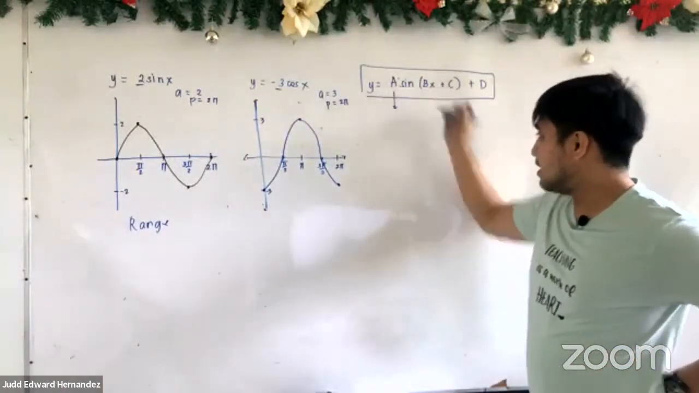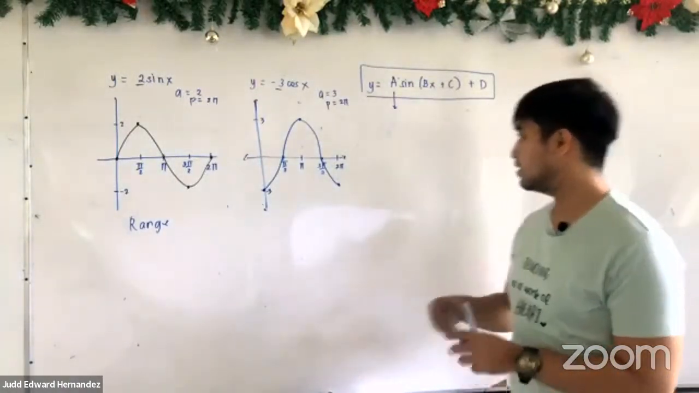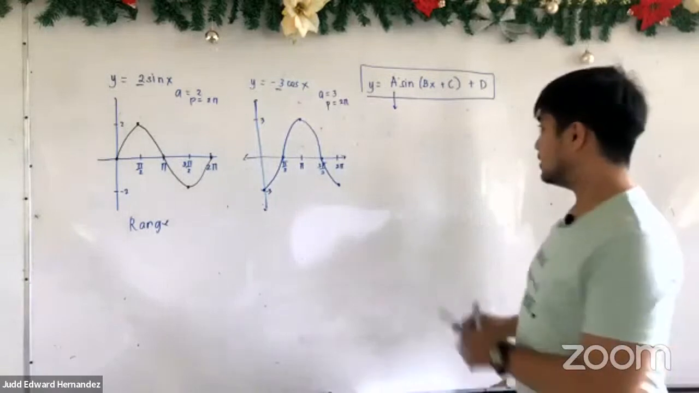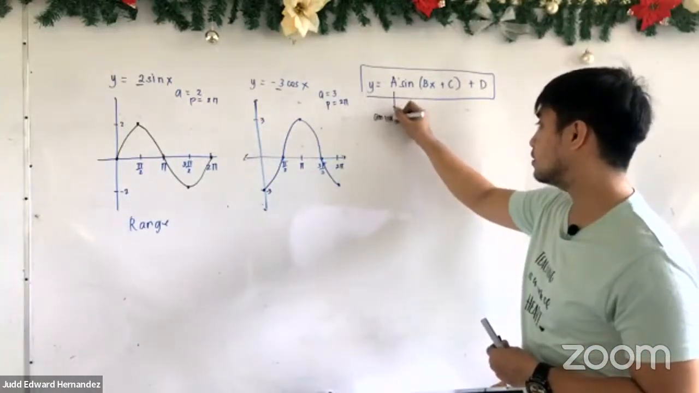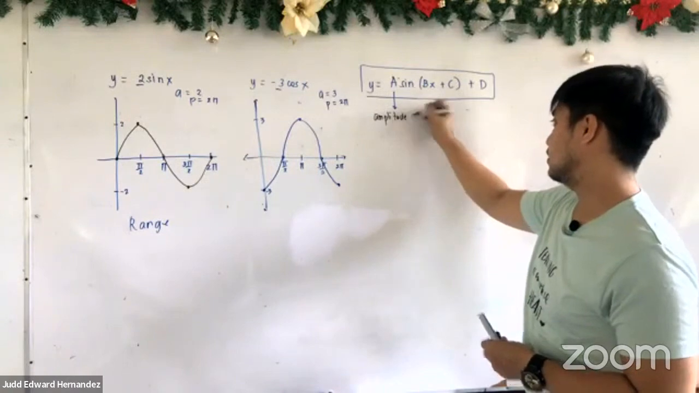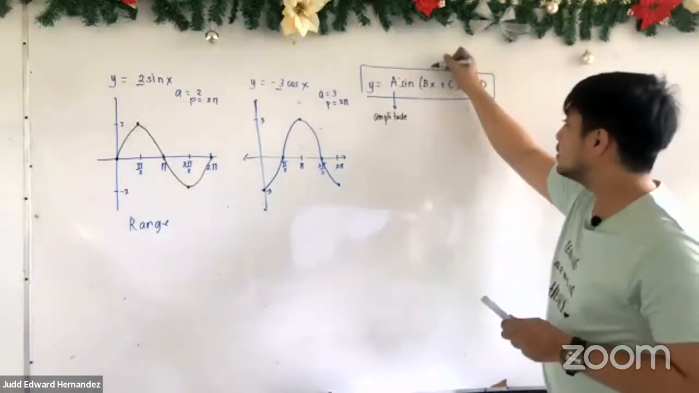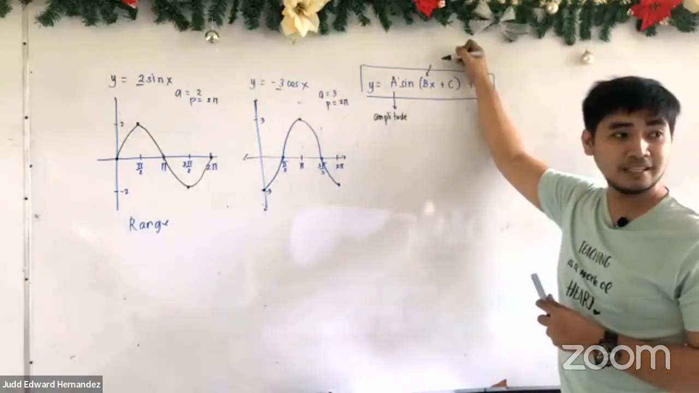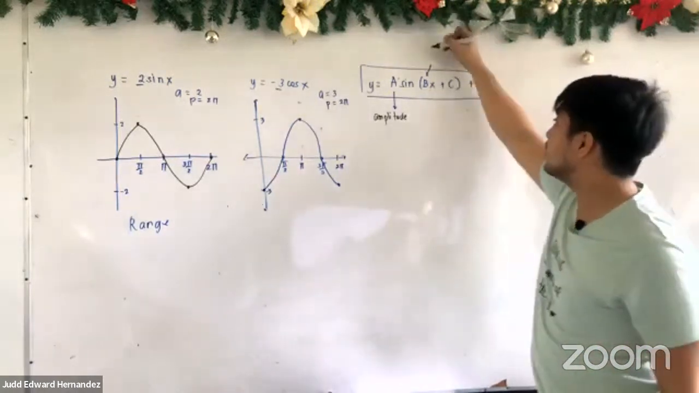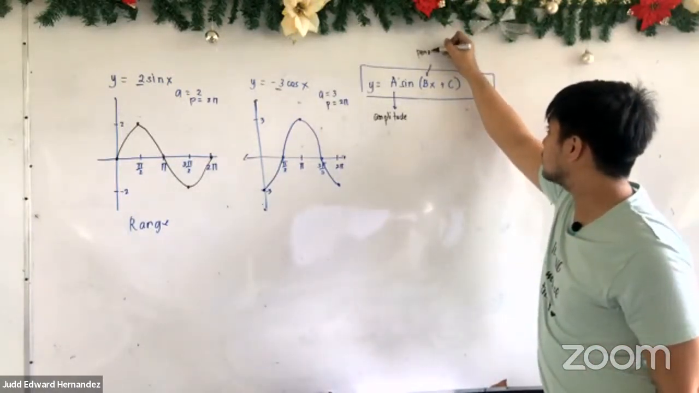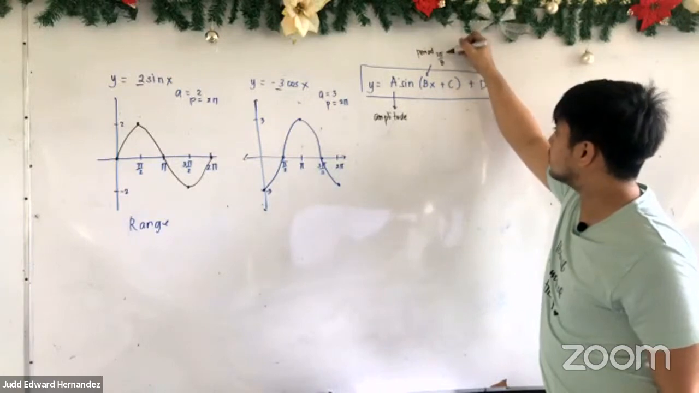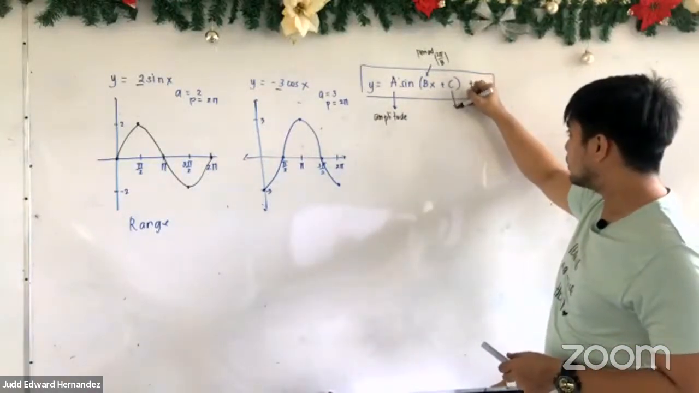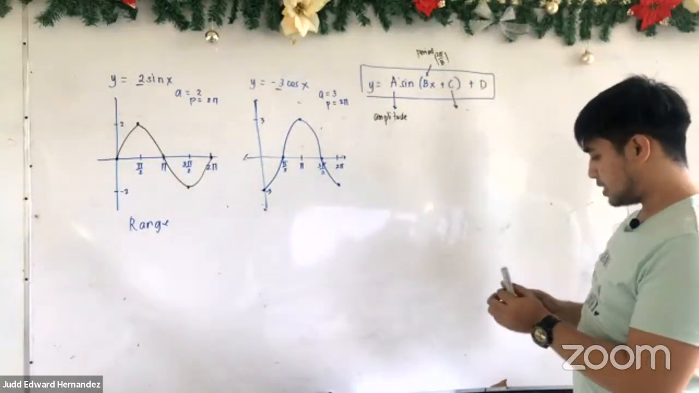So alam niyo na si A. What is our A? Our A would be the Amplitude po. A is the amplitude. I'll just write it down. Where B is the, what is our B? Period po. Sa pagkuha ng period, para makuha yung period, that is 2 pi over B. And for the C, we will get this in order for us to know the phase shift.